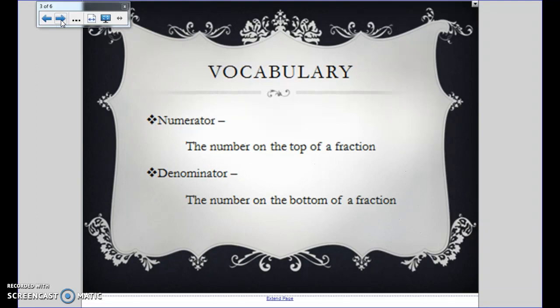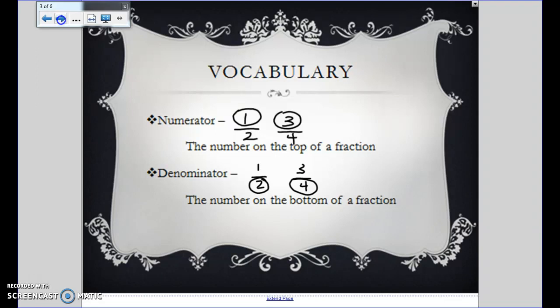There are 2 parts of the fraction, the part on the top and the bottom. And there's a number for each one. So the numerator is the number on top of the fraction. So the numerator would be the 1 in the 1/2, or the 3 in the 3/4. So the numerator would be the top number, the 1 or the 3. The denominator of 1/2 or 3/4 would be the number on the bottom, the 2 or the 4.